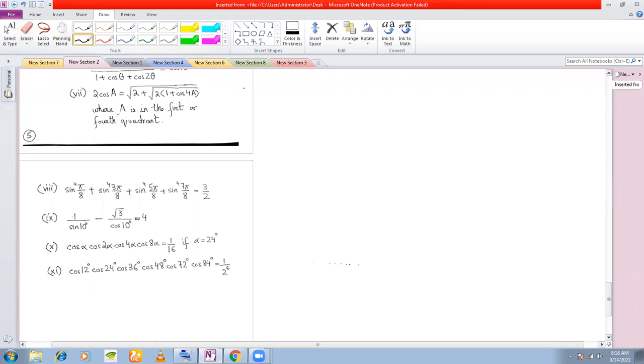Part 8. The question here is prove that sine to the power of 4 pi by 8 plus sine to the power of 4 3 pi by 8 plus sine to the power of 4 5 pi by 8 plus sine to the power of 4 7 pi by 8 is equal to 3 by 2. You start from the left hand side.